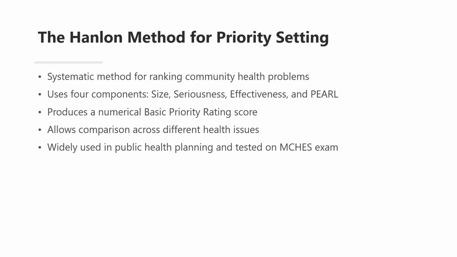The fourth component is PEARL, which stands for Propriety, Economics, Acceptability, Resources, and Legality. PEARL serves as a set of feasibility factors that determine whether addressing the problem is practical. Each PEARL factor is rated as either a 0 or 1. If any single PEARL factor receives a 0, the entire health problem is eliminated from consideration regardless of its other scores. That is a powerful feature of this method, and it is something the exam loves to test.